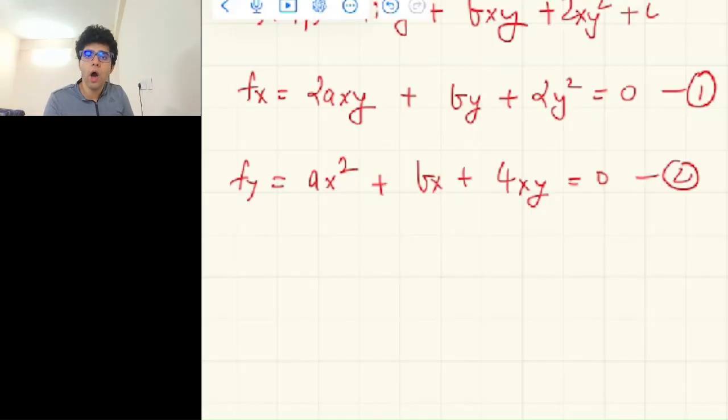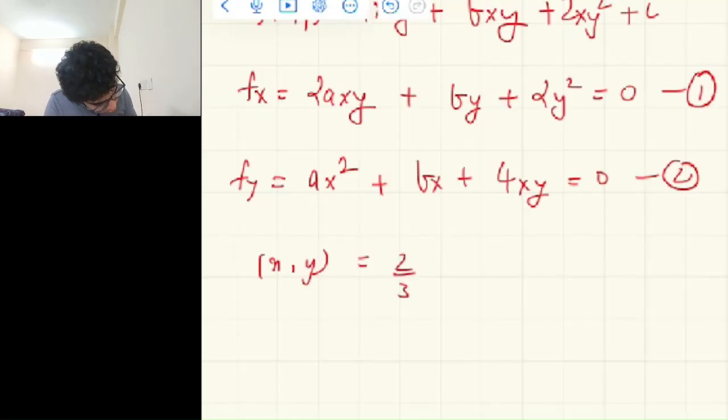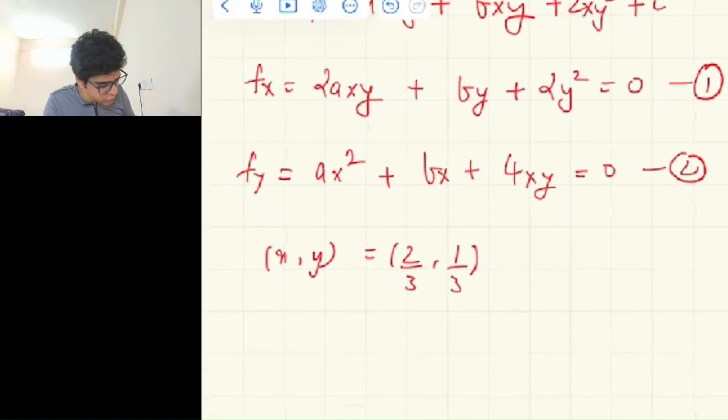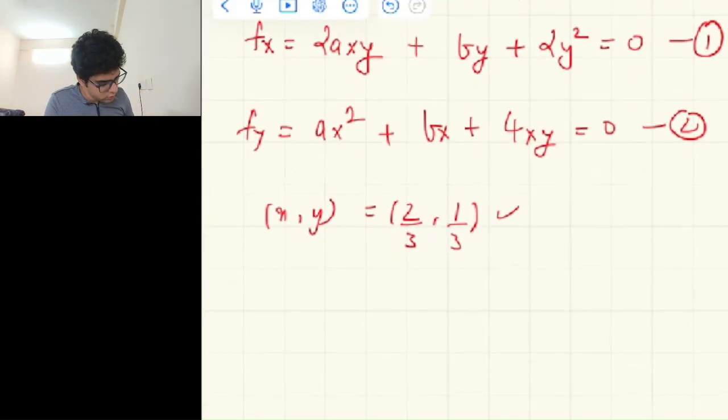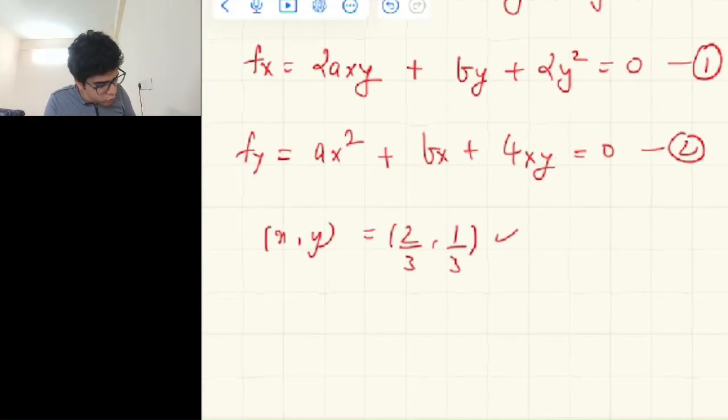And we know that our interior stationary point was 2 by 3 comma 1 by 3. So x comma y equals 2 by 3 comma 1 by 3 was our interior stationary point. This means that I'll be substituting 2 by 3 comma 1 by 3 in place of x and y respectively, and then I'll get my two equations. So let me just find this out. 2axy. So 2 by 3 into 1 by 3 is 2 by 9. 2 by 9 into 2 would be 4 by 9. So 4 by 9 a plus by.